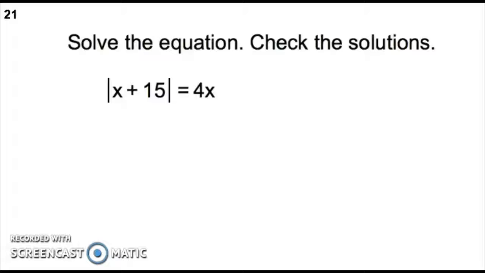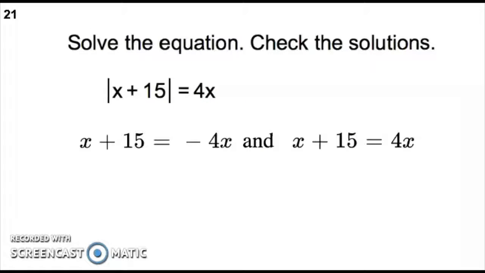Number 21, it says solve the equation and then check the solutions. This one's slightly different because we have an absolute value equation equaling something with a variable in it. So what two numbers have an absolute value of 4x? That would be negative 4x and 4x. So writing my two equations, I'll have x plus 15 equals negative 4x and x plus 15 equals 4x.